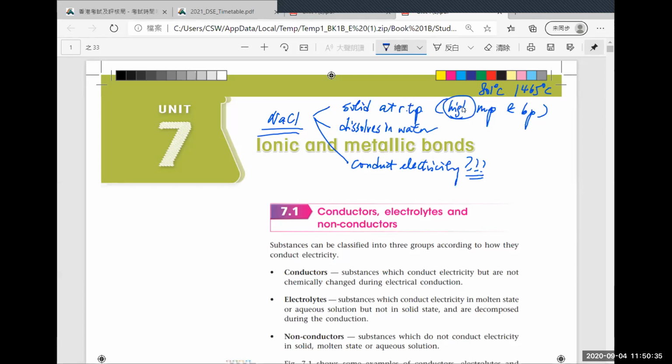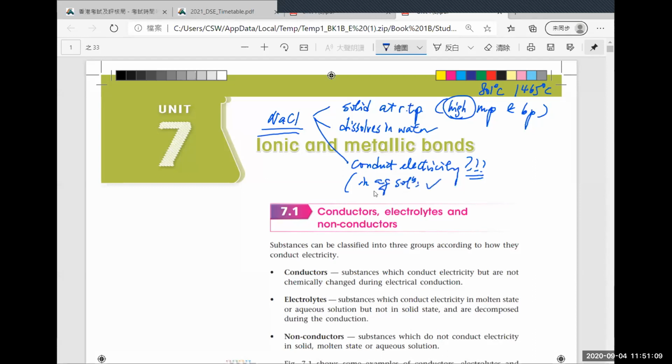Okay, it dissolves in water, and finally, does sodium chloride conduct electricity? Very strange, right? That point is aqueous solution. In aqueous solution, which means that it is conditional, right? They can conduct electricity in certain situations. In aqueous solution, yes.